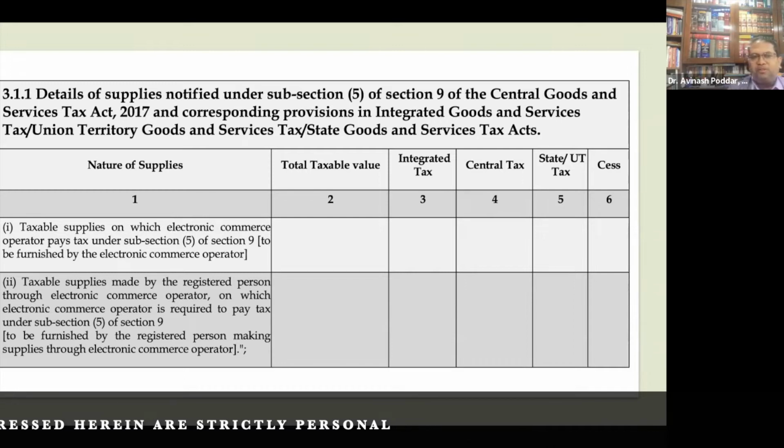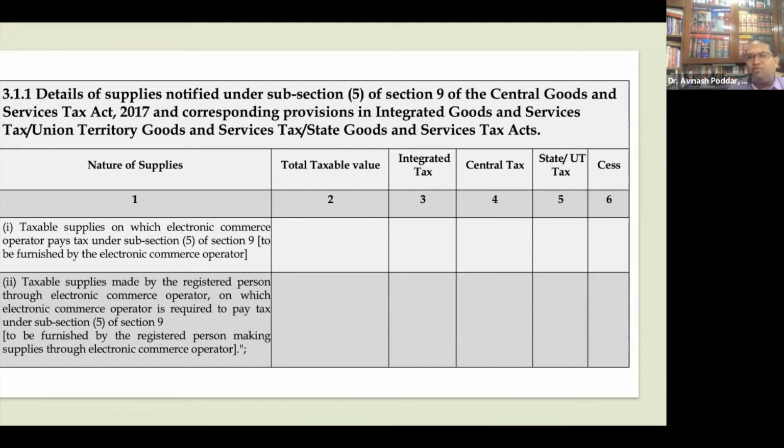If you see, clause 1 of this table says taxable supplies on which electronic commerce operator pays tax under subsection 5 of section 9 to be furnished by the electronic commerce operator. तो जहां पे, बिकॉज बहुत सारे ऐसी ट्रांजेक्शंस है जहां पे इलेक्ट्रॉनिक कॉमर्स ऑपरेटर इज मेड लायबल टू मेक द पेमेंट ऑफ टैक्स. So all those transactions where the electronic commerce operator has to make the payment of tax will be filled in clause 1. And then clause 2, it says taxable supplies made by the registered person through electronic commerce operator. So these are the transactions wherein I am making a supply through electronic commerce operator on which the electronic commerce operator is required to pay tax under subsection 9.